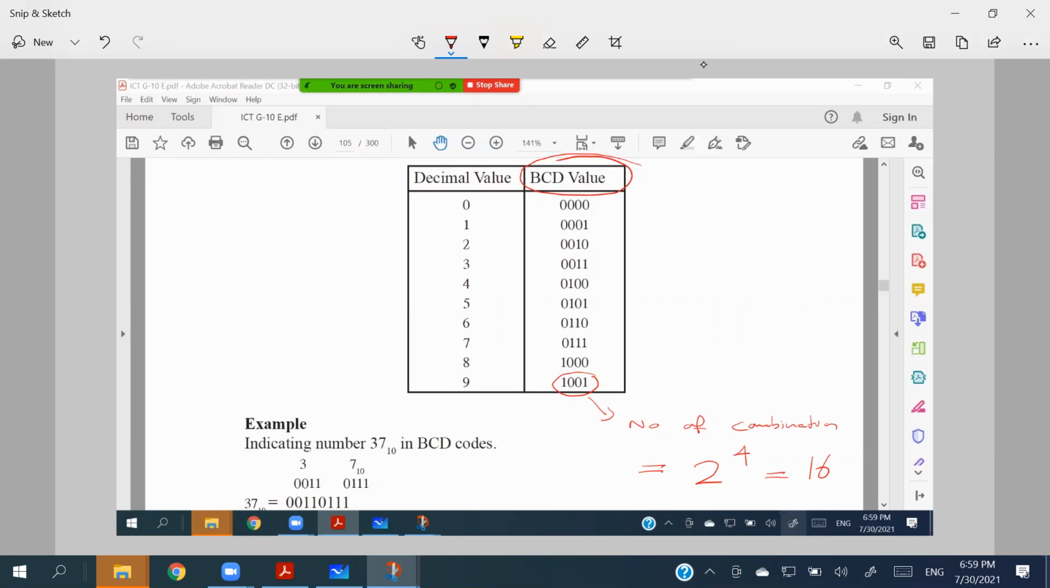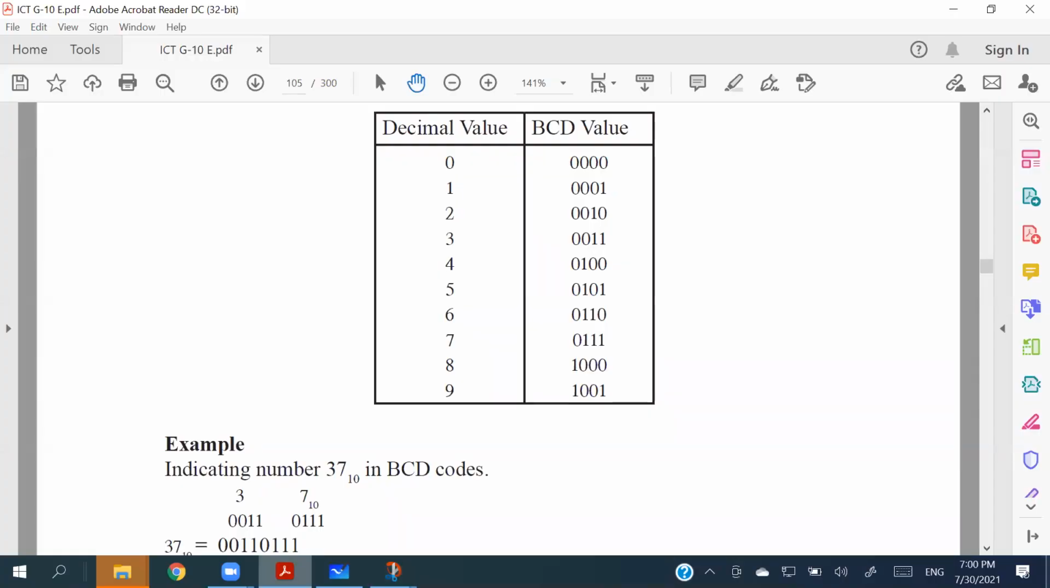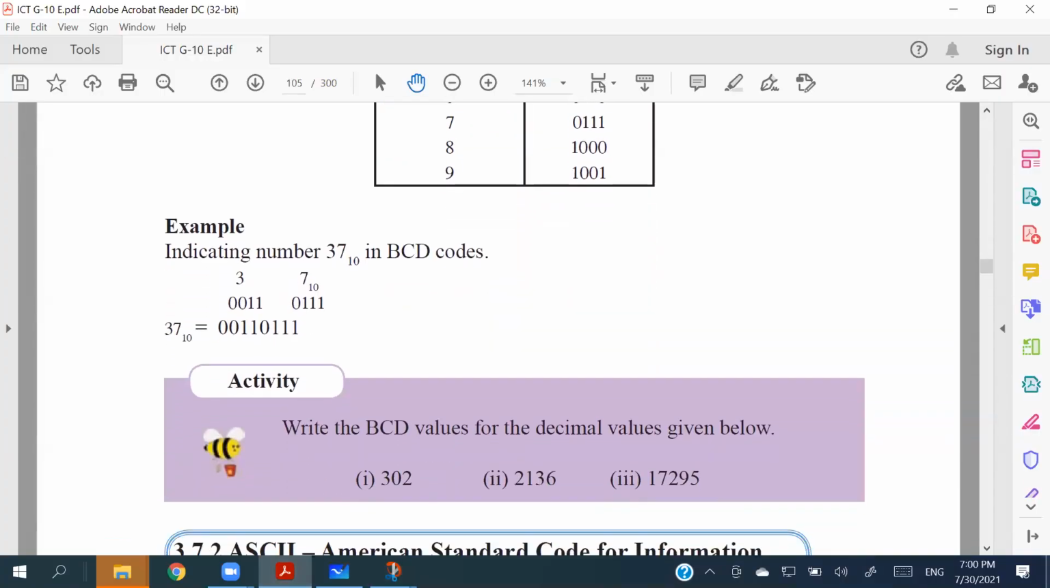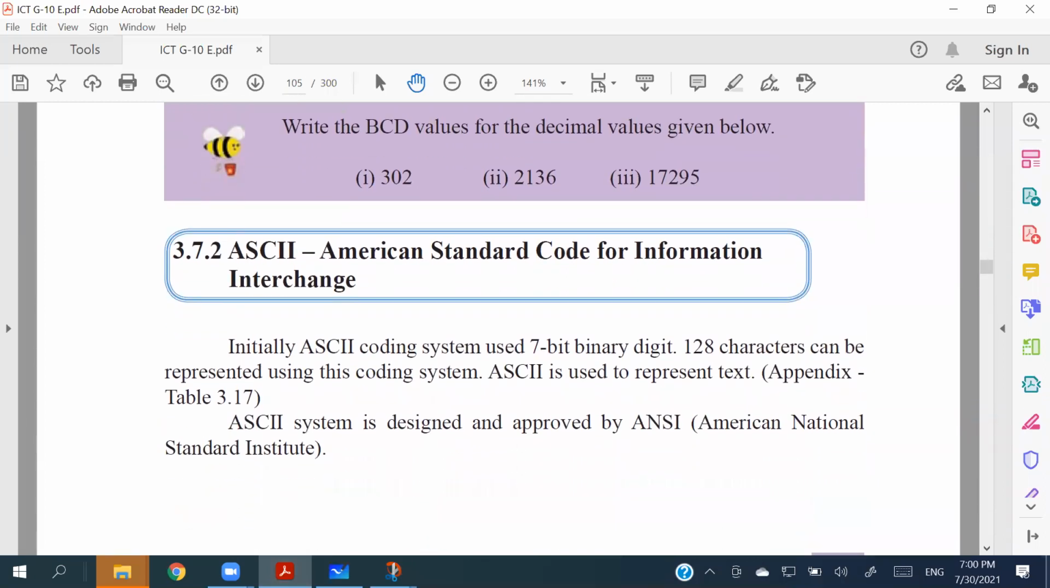So because of that, they had to search for a code system which can represent more characters in the computer. So the solution was extending the number of bits inside this code. Without keeping it as 4, they have to extend beyond 4, right? So the next proposal was using a code with 7 bits to represent the characters.